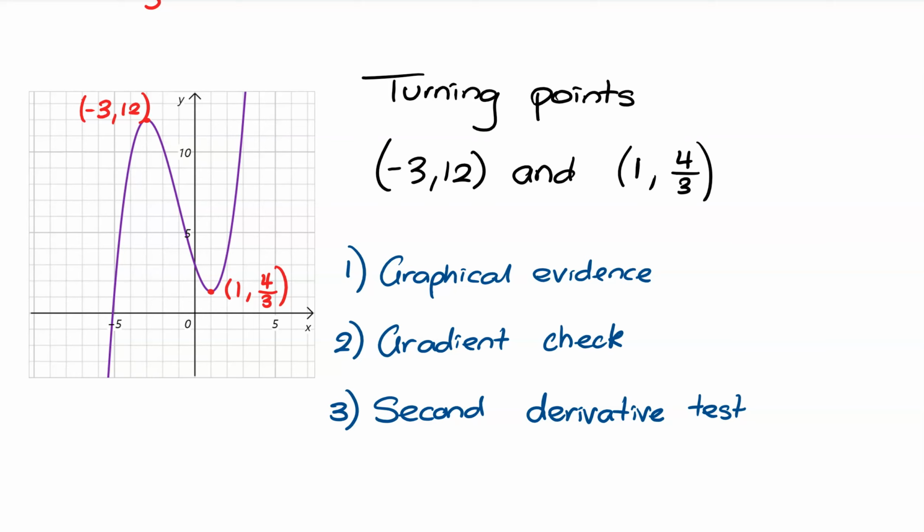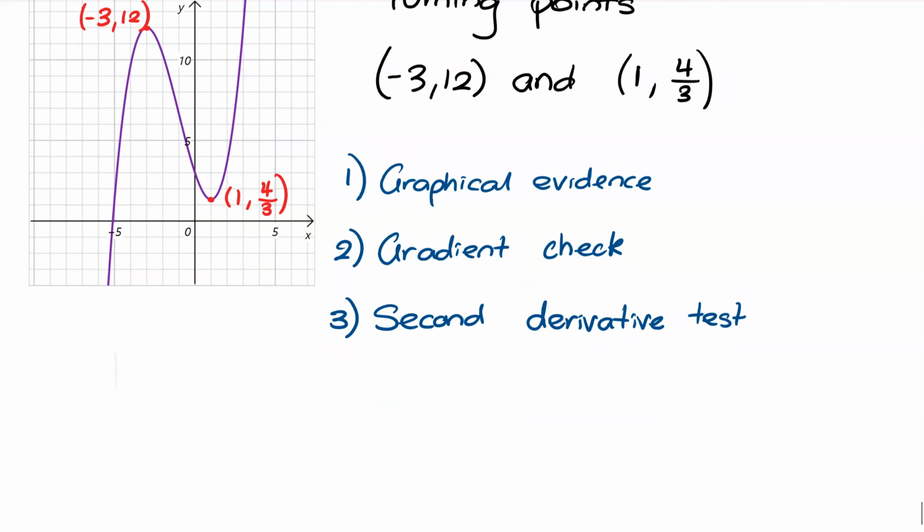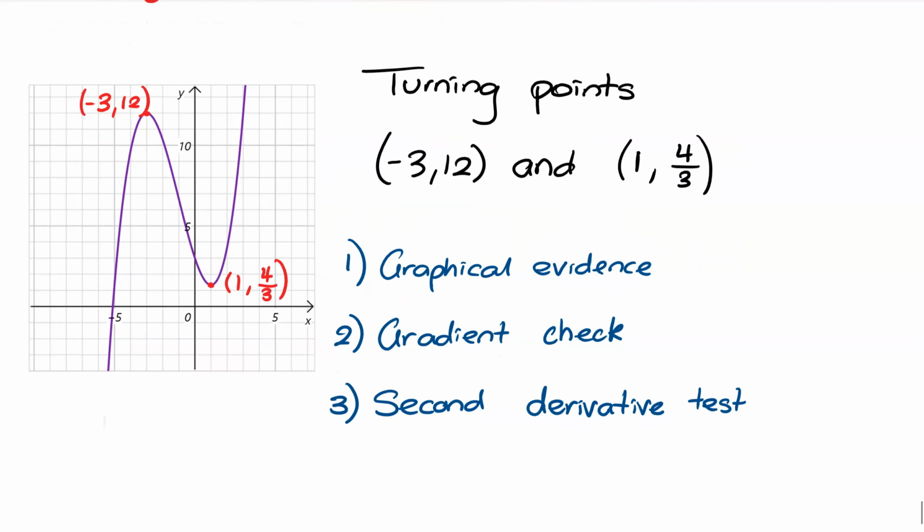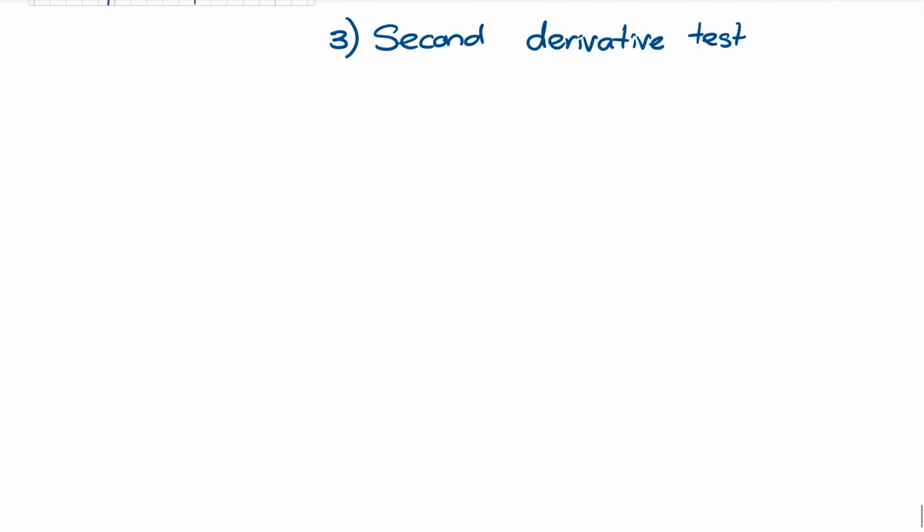And there are really three options you have. You have either graphical evidence, you can do a gradient check, or you can do a second derivative test. And I'll go over all three to show you how we can do that. So obviously this purple function I drew up using the function on OneNote. However, if you were in an exam and you were given those turning points, I'll write them down again over here.